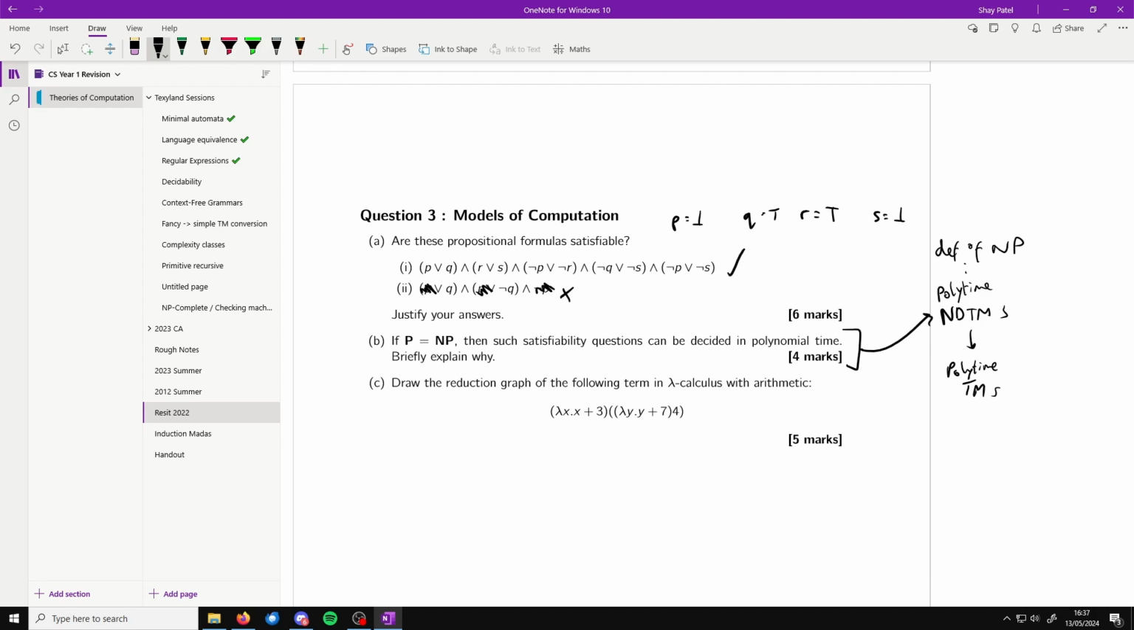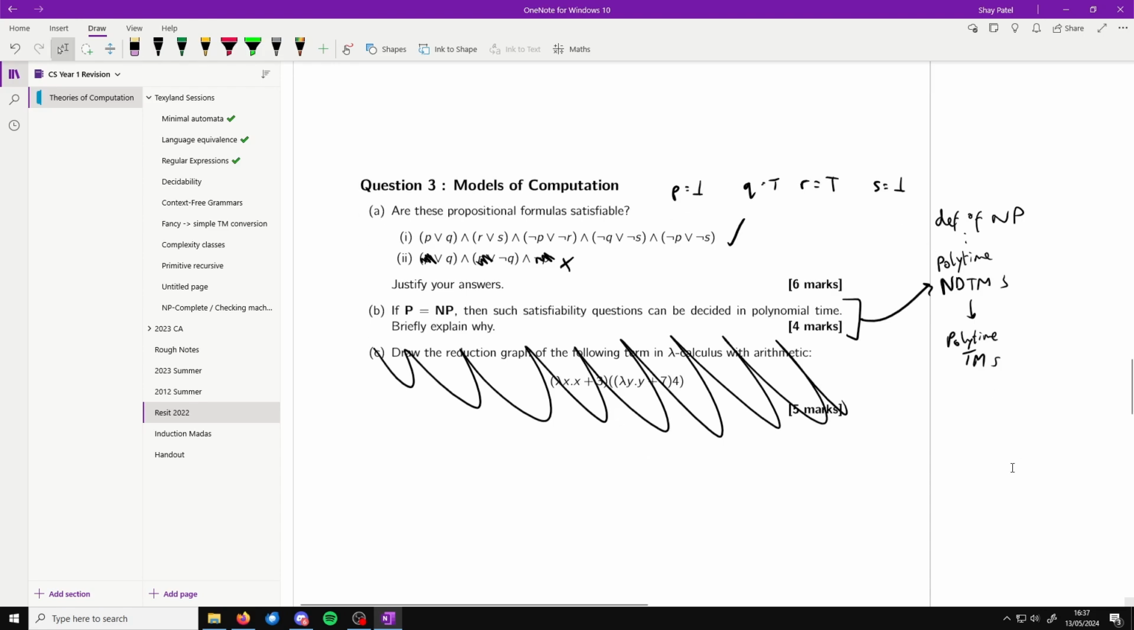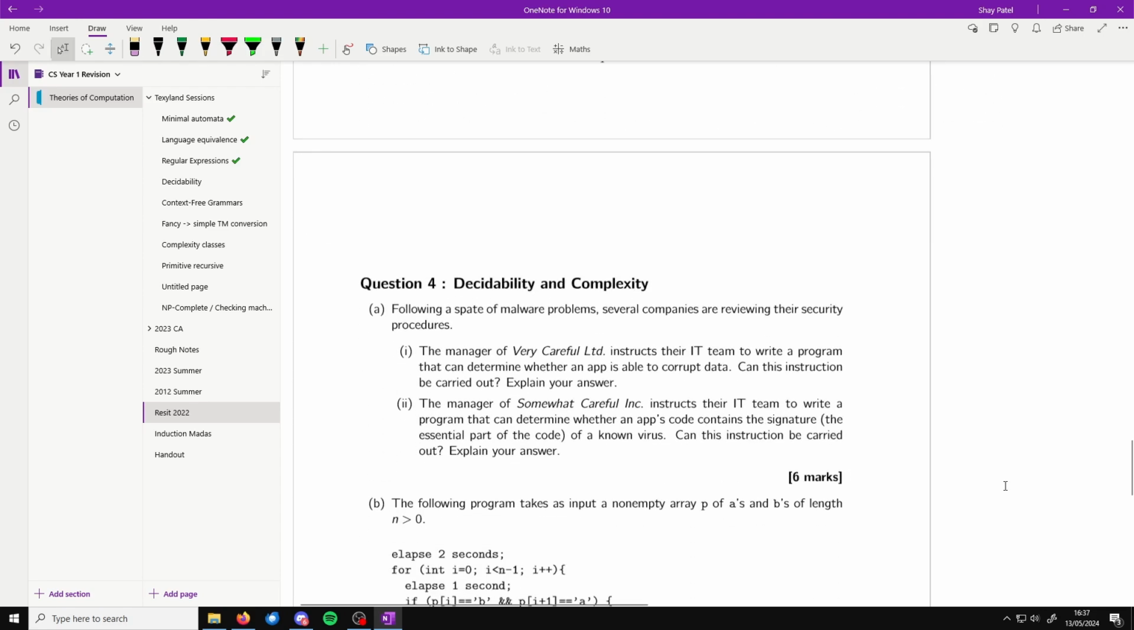Draw the reduction graph. I don't think we will get asked for that. Let's cross that out. Okay. Let's move on to question 4.